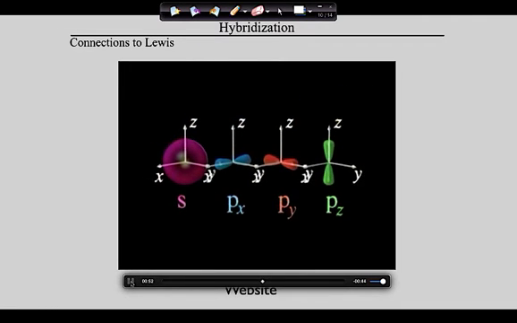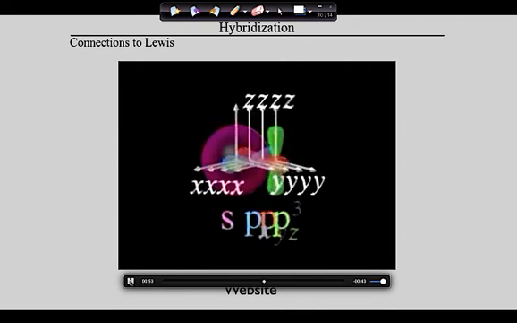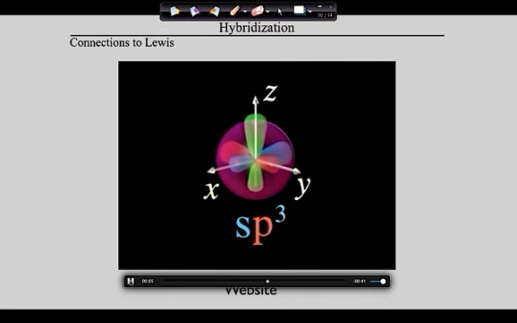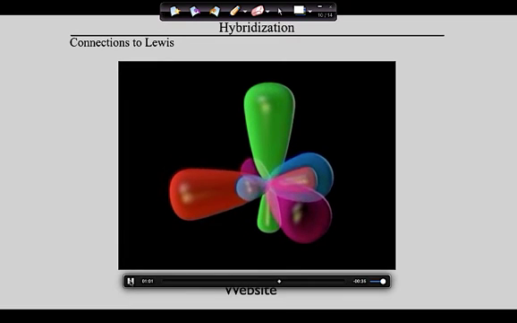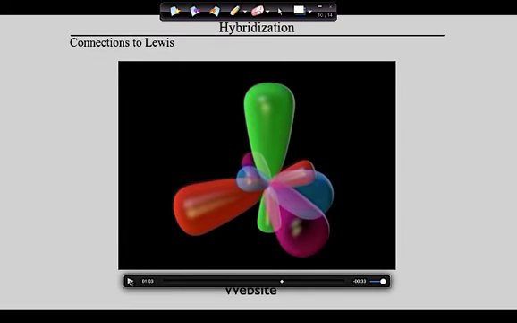Mixing of the s with all... So now we've got all 4 of them coming together. sp3 hybridization. How many hybrid orbitals will we get? 4. Tetrahedral. Here it goes. The s orbital and 3 p orbitals result in the formation of 4 equivalent sp3 hybrid orbitals, directed toward the apices of a tetrahedron. And there's our tetrahedral structure.